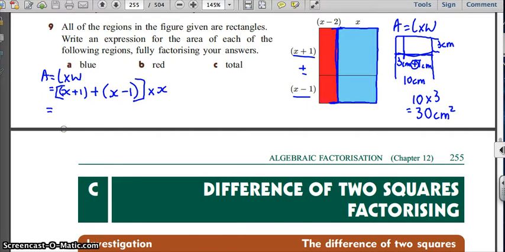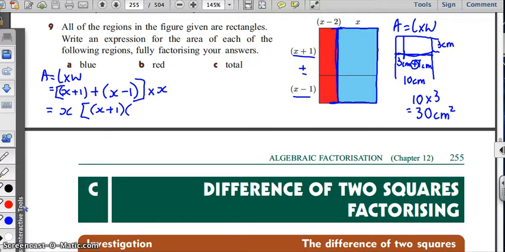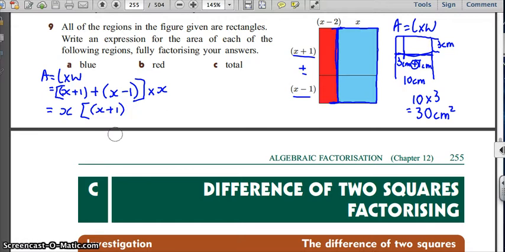Now, the way we've been writing these is not to write it like that, but to put the width out the front: x, then x plus 1 plus x take 1. Okay, you all right with that so far? People all right with that so far? Jay? Yeah. Can you get on with your work again for the 3rd time this lesson, please?